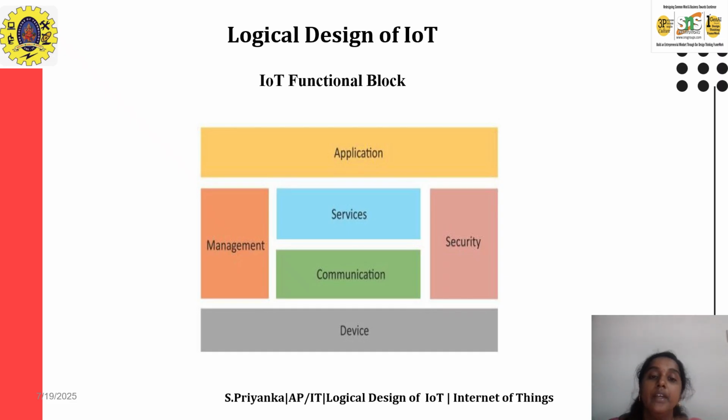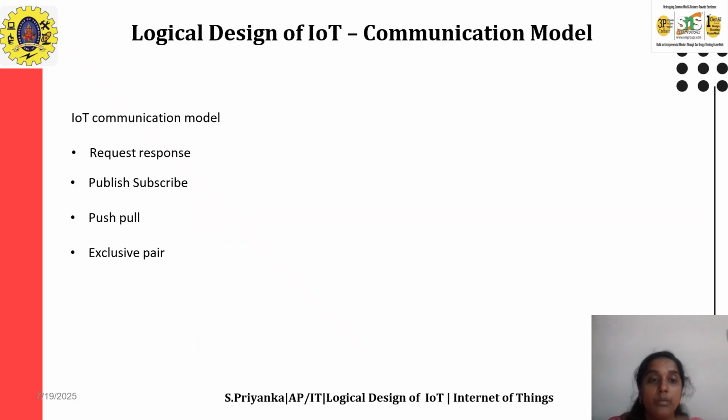Next is the security. Security function blocks are mainly used to provide the security of IoT systems by providing functions such as authentication, message and content integrity. Next comes the application. Application mainly consists of IoT applications and interfaces that can be used to control and monitor various aspects of IoT systems. Next, coming to the IoT communication model.